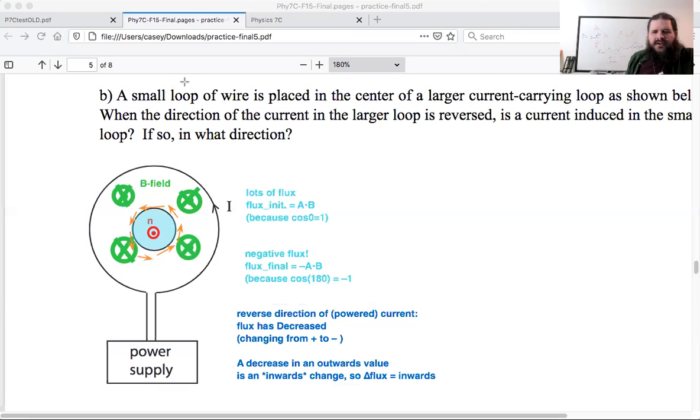And yeah, you could certainly think of it numerically, just in terms of you start with a positive value for flux, you end with a negative value for flux, that is a decrease in flux. Any other questions on that?